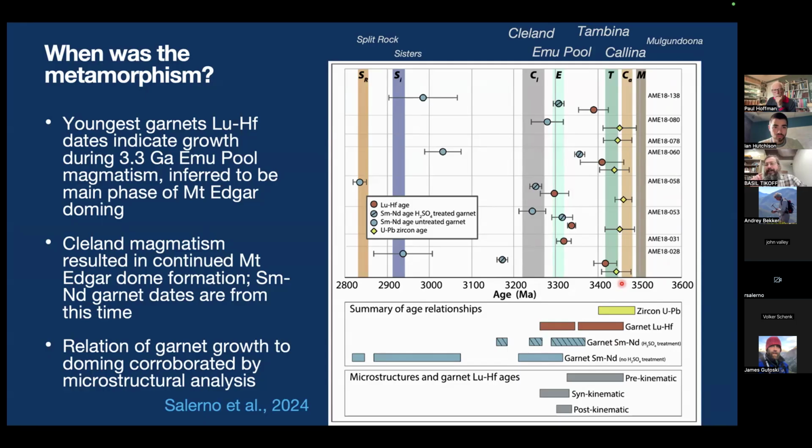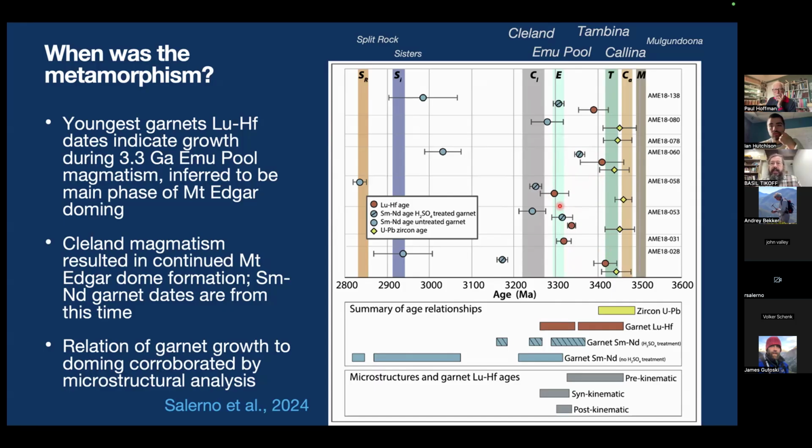One important point is that the garnets are growing exactly when the different magmatic suites are coming in, within error. So for instance, lutetium-hafnium dates for the garnets all overlap the Tambina group, so that's this one and this one, or they overlap the Emu Pool dates. So the deformation and the magmatism are happening at the same time by garnet geochronology, which basically supports our inference for what's going on in terms of the microstructures in the AMS.